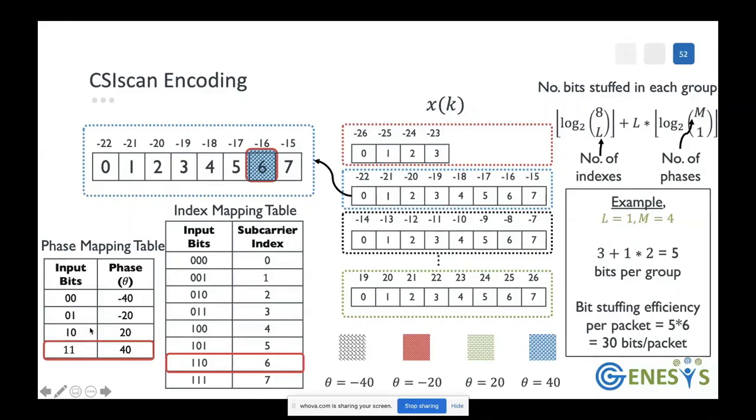In this particular example, we can carry 3 plus 2 bits of information. So overall 5 bits per group, and we have a total of 6 groups. We can carry 30 bits of information per Wi-Fi packet. So this is the way of encoding information by intentionally adding the phase distortion in the LLTF field.